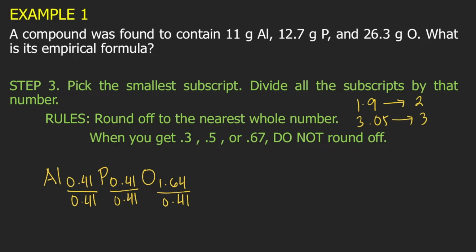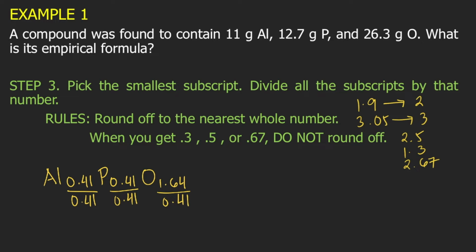However, when you get decimals like 0.3, 0.5 or 0.67, do not round off. For example, if you got 2.5, you don't round it off, you just write 2.5. And if you got 1.3 or 2.67, you do not round these numbers. You will see later on, we will have examples where you have 0.3, 0.5, or 0.67. But for now, let's stick to our example.